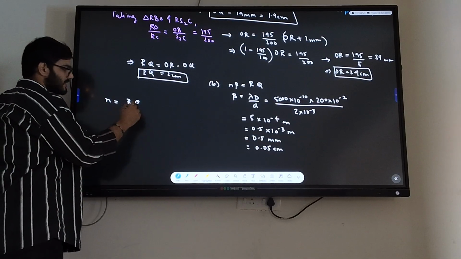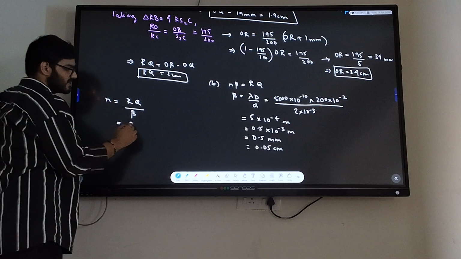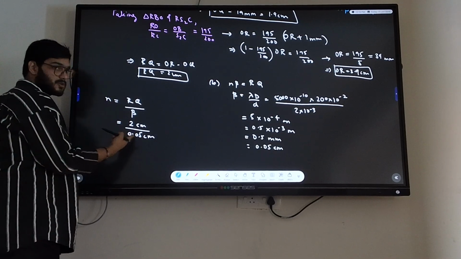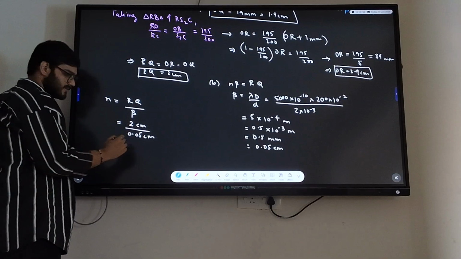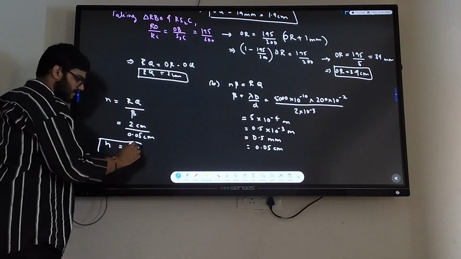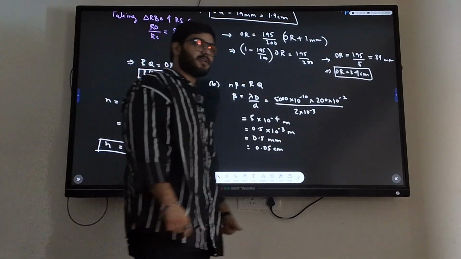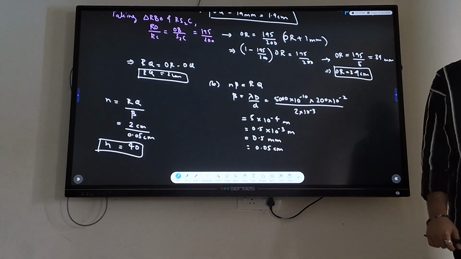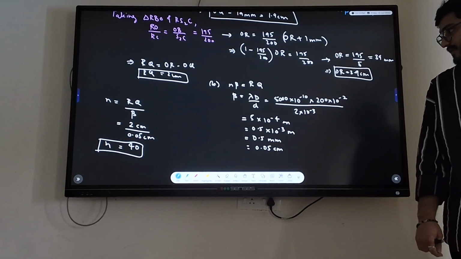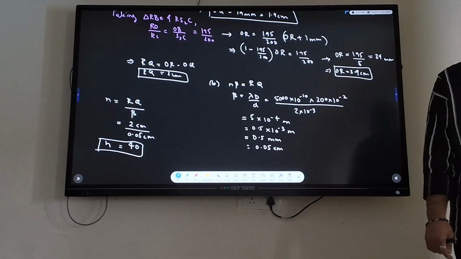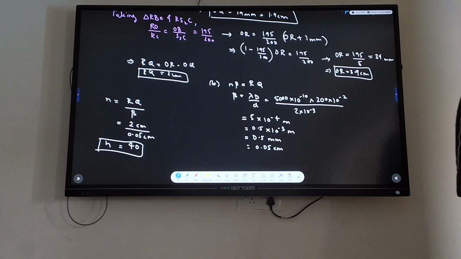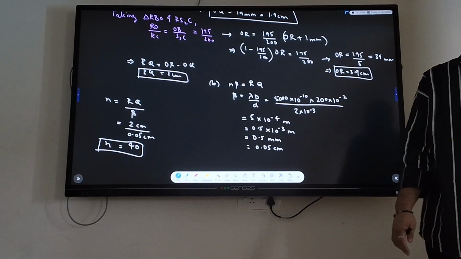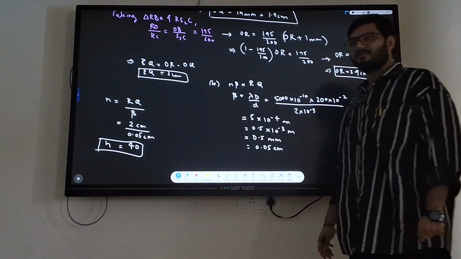Then n is R by beta, but what is R? That's 2 centimeter divided by 0.05 centimeter, and this comes out to be 40. So there are 40 bright fringes in this. Do you get this? That was embarrassing, I couldn't convert millimeter to centimeter, but anyway. Are you okay with the question? Good, everyone has copied.